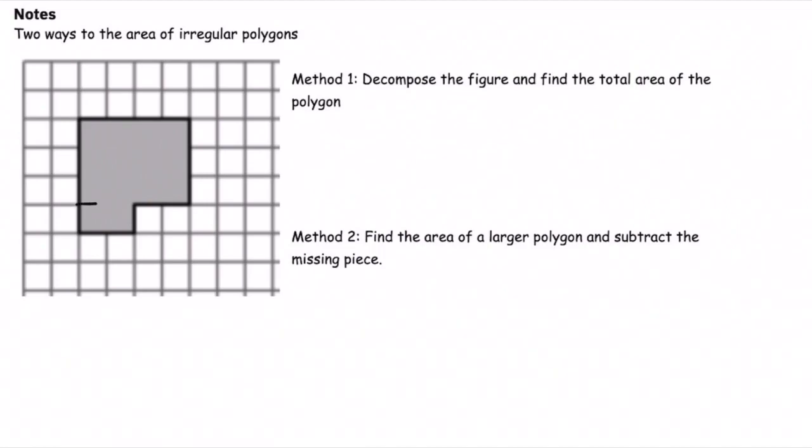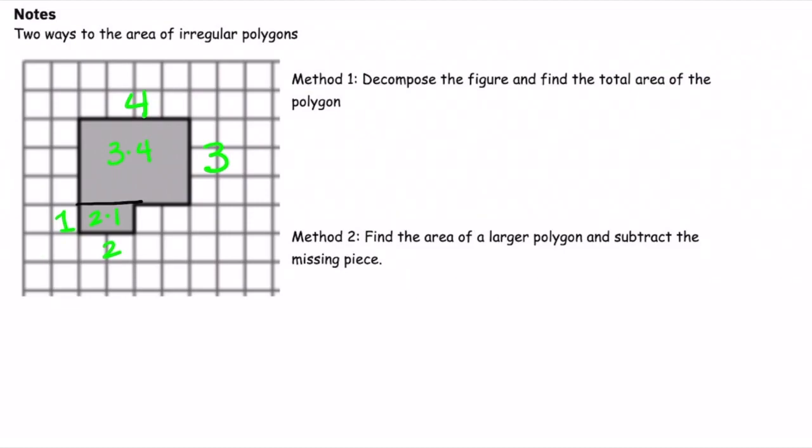So for example, I'm going to cut it right here, and if I were to cut it there, I have two rectangles, and I can find the area for these two rectangles using these dimensions: 3 by 4 for this big one, and 2 by 1 for this little one.